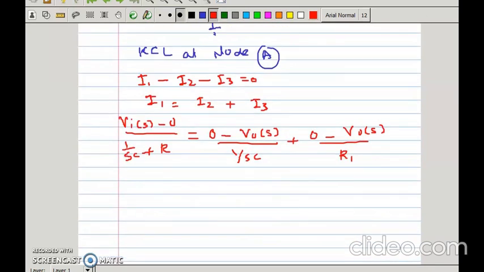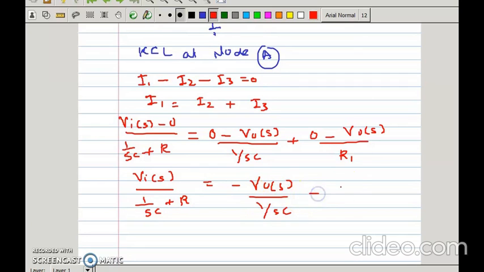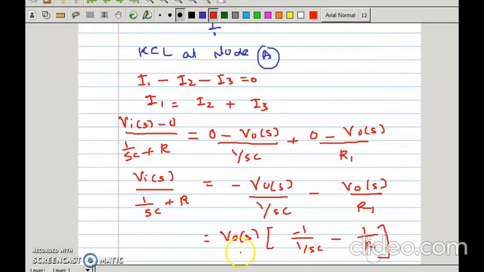Let's solve this. So Vi of S divided by 1 upon SC plus R is equal to 0, as we wrote down, minus VO of S divided by 1 upon SC, minus VO of S divided by R1. Okay, let's take common. VO of S we can put outside. What is inside? Minus 1 upon SC minus 1 upon R1, right? Because we are taking VO of S common. And this Vi of S as it is, divided by 1 upon SC plus R, right?